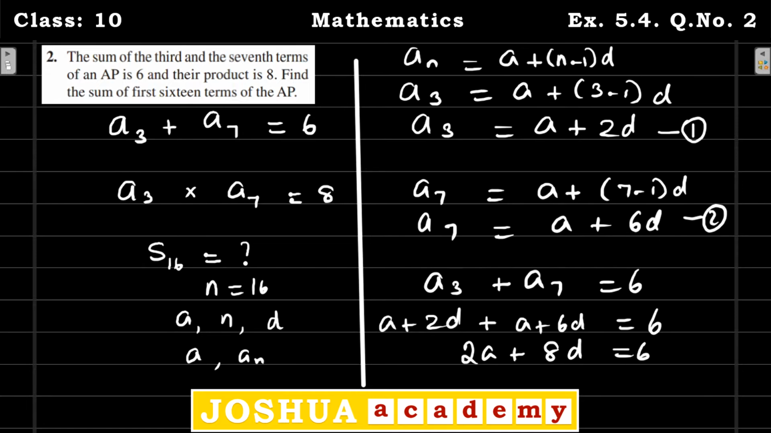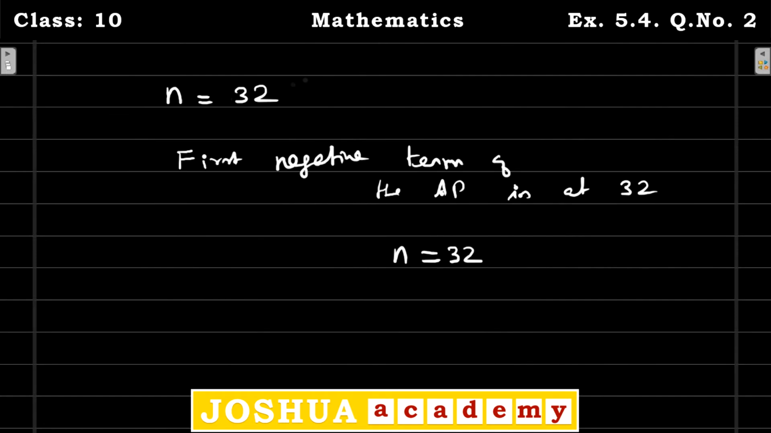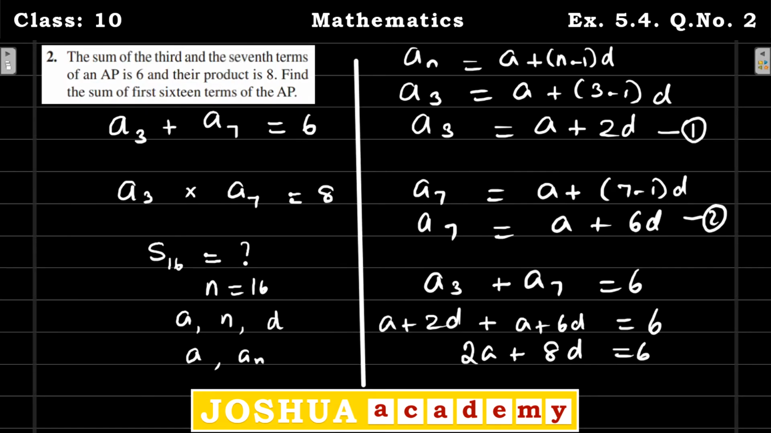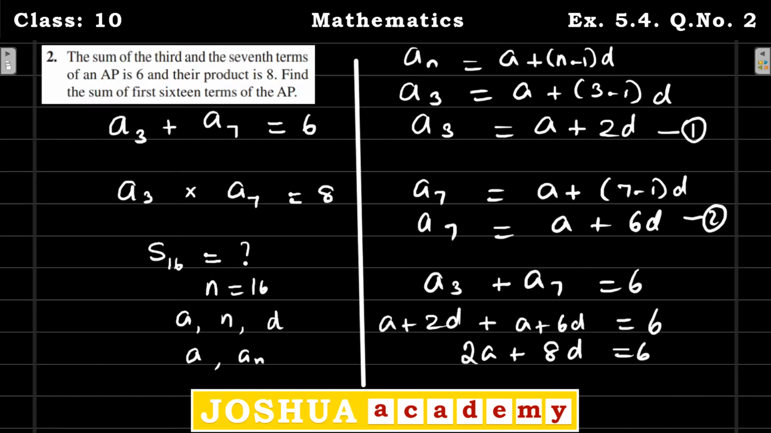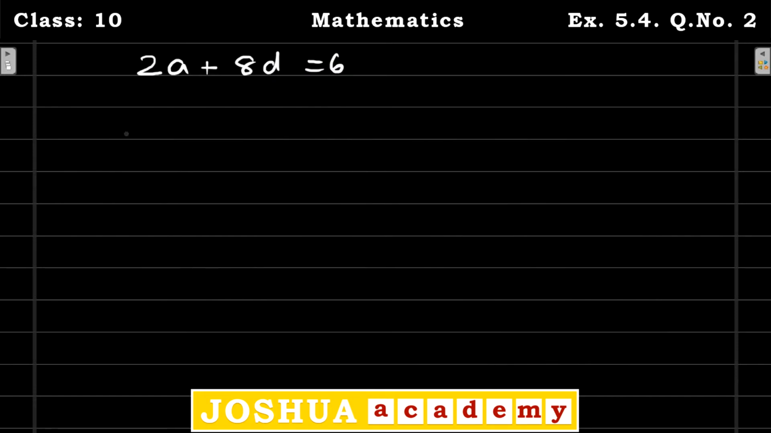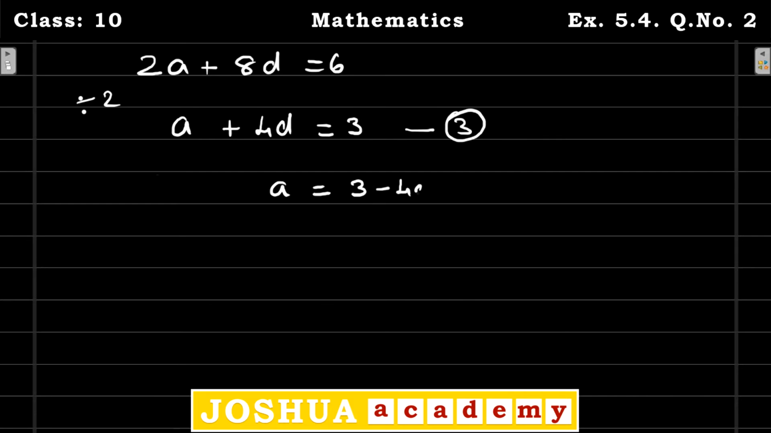I'll come to the next page. 2A plus 8D equal to 6. Or you can divide by 2 on both sides. So in this case, I can write A plus 4D is equal to 3. I call this equation number 3. A is equal to 3 minus 4D.